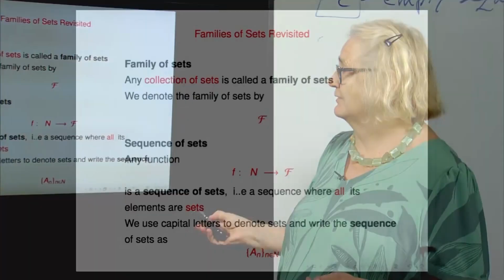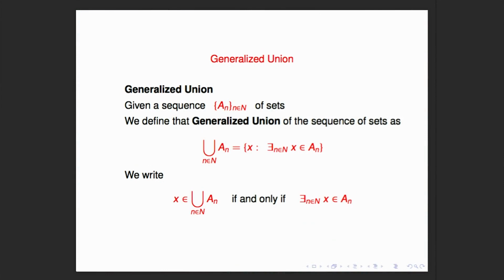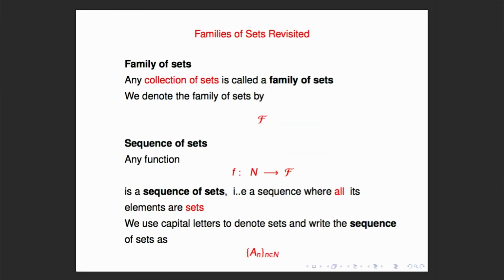And there are some examples. You have examples of a family. We have a family of sets. You can talk of a sequence of sets. What would be a sequence of sets? It is a function from natural numbers to any family of sets.